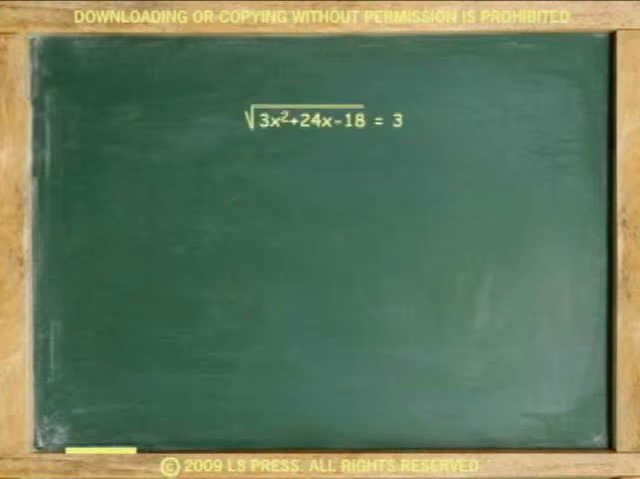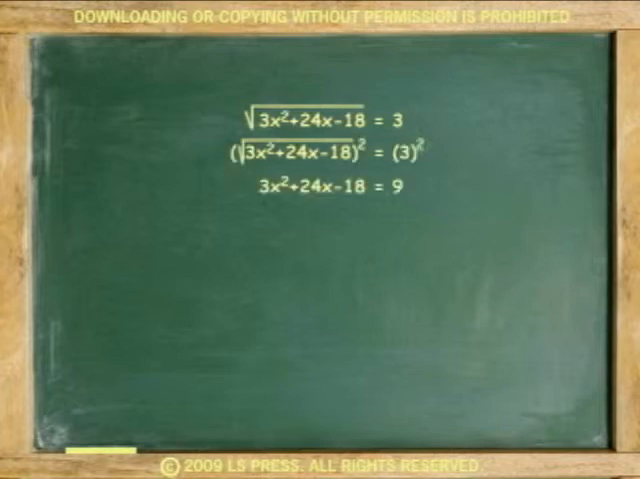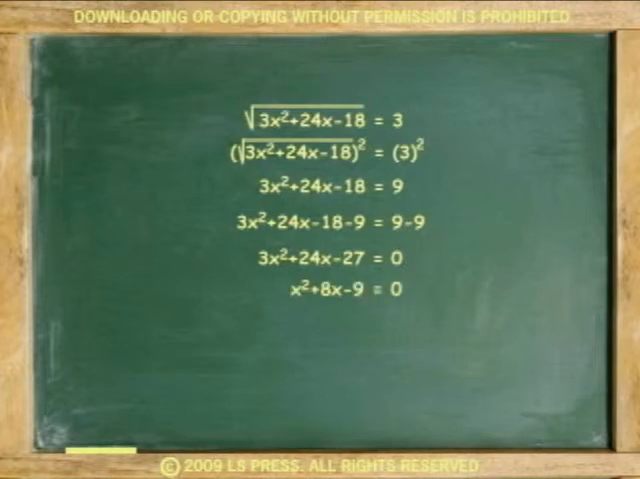Another example. Find x. Square both sides. Subtract 9 from both sides. Divide the equation by common factor 3 to reduce to x squared plus 8x minus 9 equals 0. The equation is now factored. Which two integers give a product of -9 and a difference of +8?